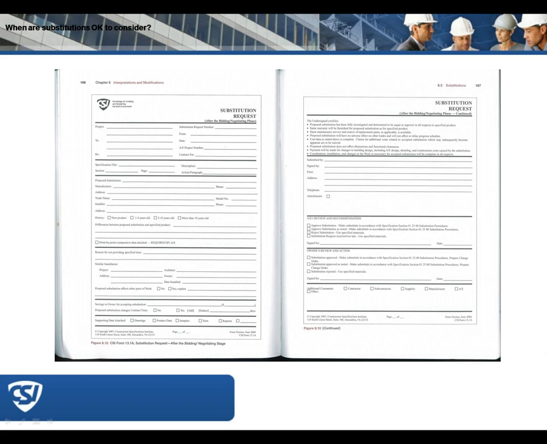Right, right. The general conditions typically, well, it's not general conditions where I do it, it's in Division 1, where my Division 1 specifications require them to submit the substitution request form. So as a requirement of the contract, if you're going to submit a substitution, you have to use the substitution request form, and if you don't, I don't even look at it.